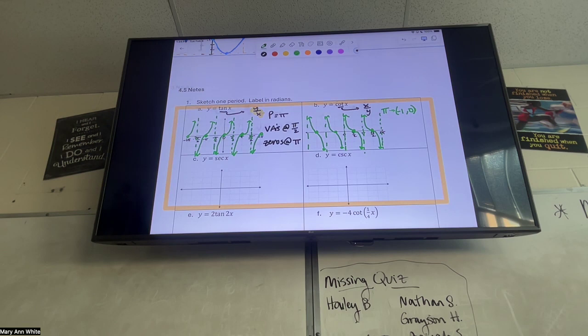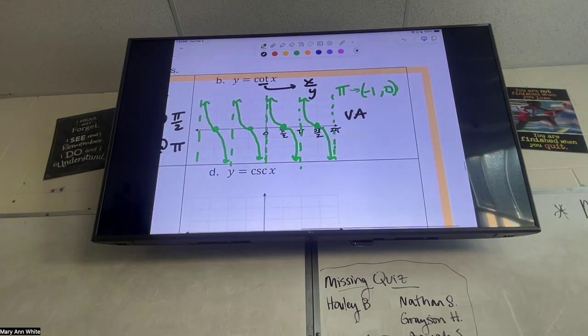In order to help me with that, remind me, where are my vertical asymptotes on my cotangent? Those are happening at 0 and pi and 2 pi. So I'm just going to say at my whole number of pi's because my zeros are happening at my fractions, my pi over 2s.